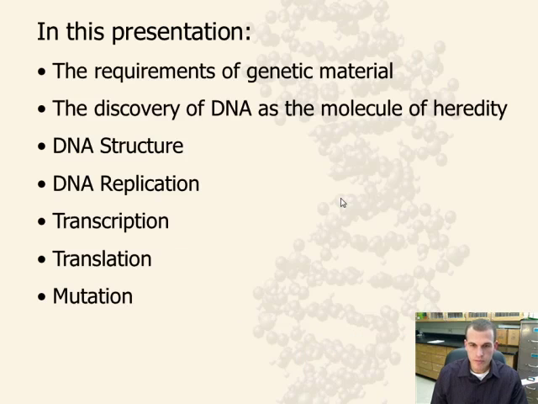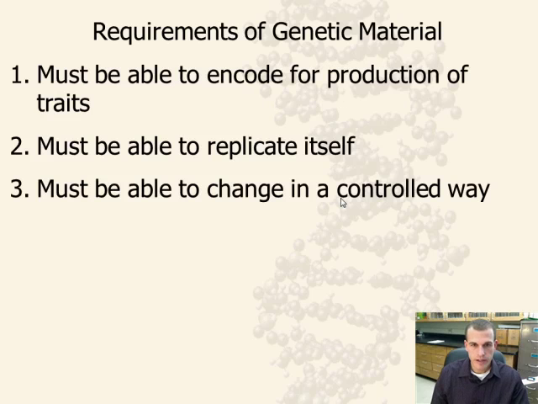Moving through this screencast, as you can see, we're going to cover basically the first three bullets. The first is the requirements of genetic material, and then the discovery of DNA as containing the hereditary information, and then we'll talk a little bit about DNA structure. In a later screencast next week, we'll talk about DNA replication. Okay, this is about the time you want to have your notes ready to go.